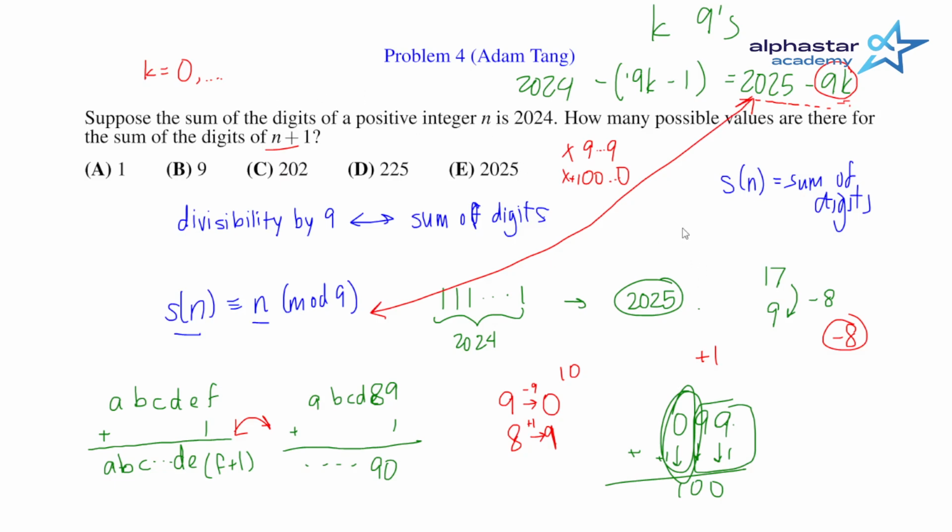Well, 2024 divided by 9 is 224 with a remainder of 8. So k can go up to 224, which gives us the possible values 0, 1, all the way up to 224. And therefore, our answer is just the number of possible k. Those correspond to the multiples of 9 from 9 up to 2025, which gives us a final answer of 225 numbers in this list. So that is our answer.